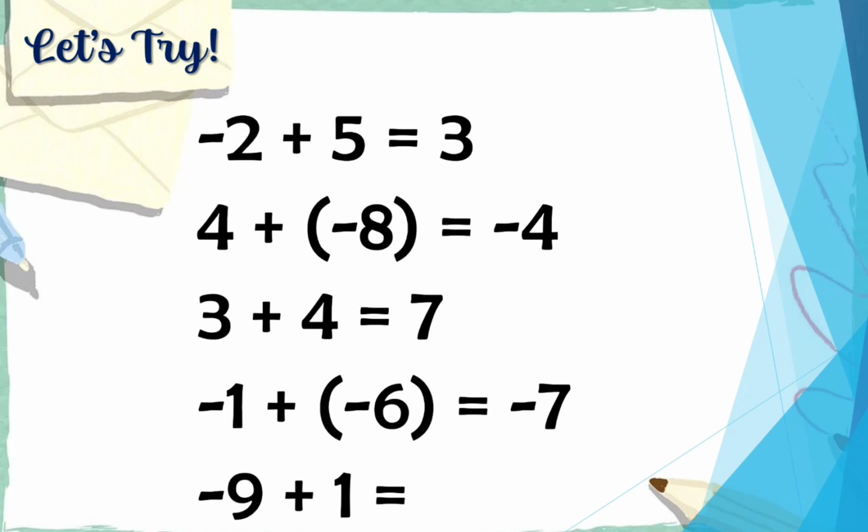For the last one, negative 9 plus 1. So, anong gagawin natin dito? Mag-a-add ba tayo o magsusubtract? Magsusubtract kasi magkaiba ng sign. Yung una ay negative, yung pangalawa ay positive. So, 9 minus 1 will give us 8. So, anong sign ng 8? Is it negative or positive? Okay, that is negative 8. So, sundin yung sign ng bigger number.